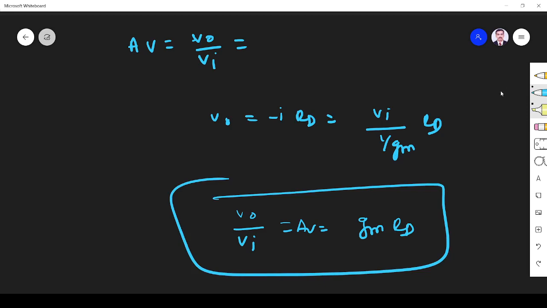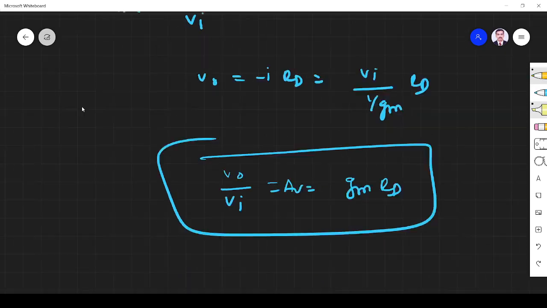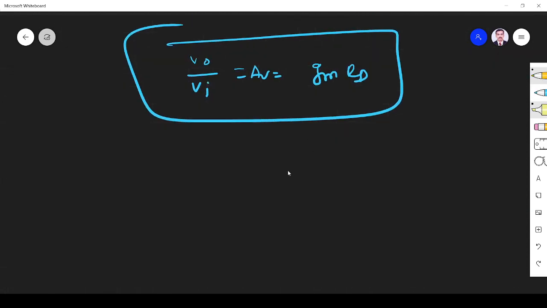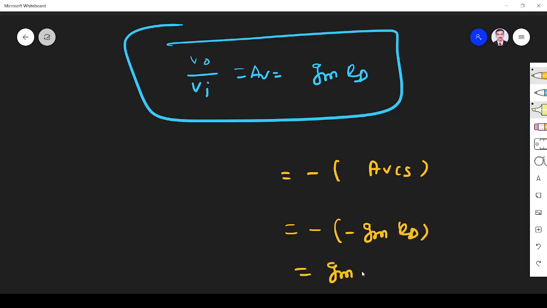So this is the voltage gain of common gate amplifier. You see what is the difference between this one and the common source? This voltage gain is nothing but minus of voltage gain of common source. For common source amplifier, it is minus GmRD. So this one is equal to GmRD.